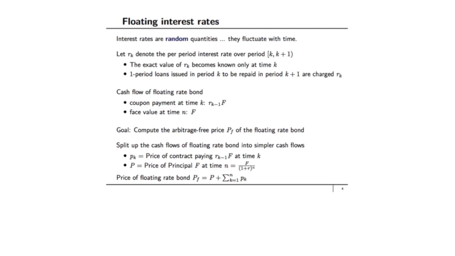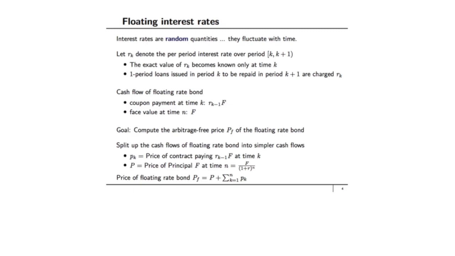The cash flow of a floating rate bond is connected to these floating interest rates. The coupon payment at time k is determined by the floating rate at time k minus 1, so it's going to be R_{k-1} times F. Here we are assuming that the coupons are annual coupons. If it's going to be semi-annual coupons, then it's going to be the semi-annual rate rather than the annual rate R_{k-1}. The face value that you receive at time n is fixed, F.